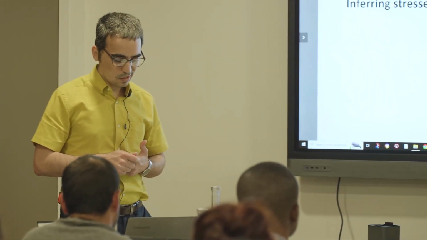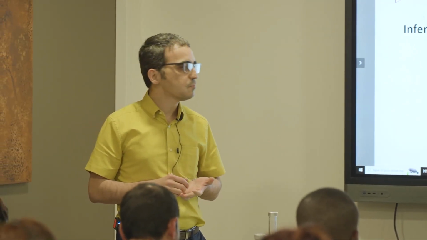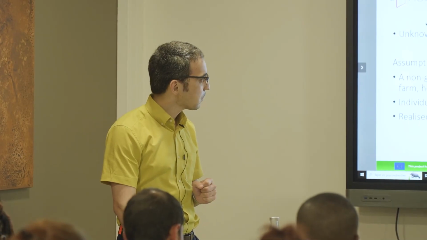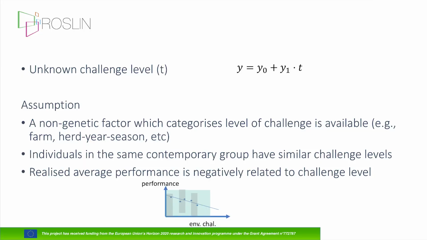So now we are looking at the same problem from a different perspective. Again, we don't have the challenge level, and we want to see if we can infer or estimate that based on the farm effect. So this was the equation you saw before, and this t was estimated in the previous session by a probability, and then the probability was put over there, and the rest of the stuff was calculated.